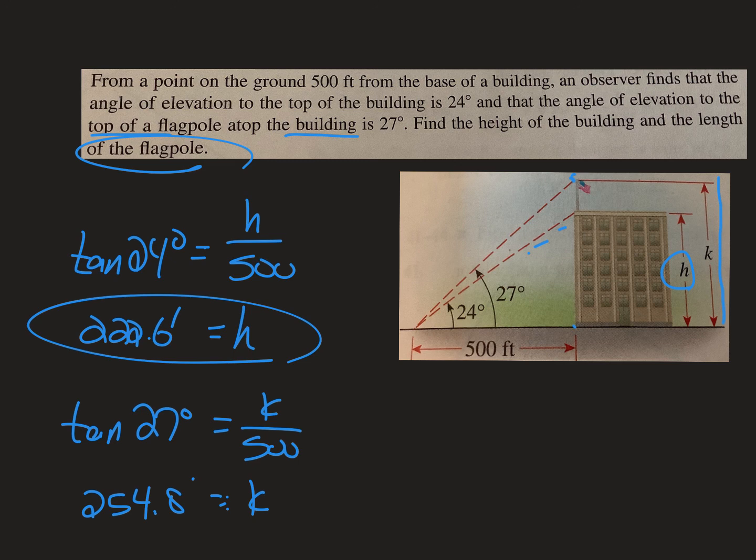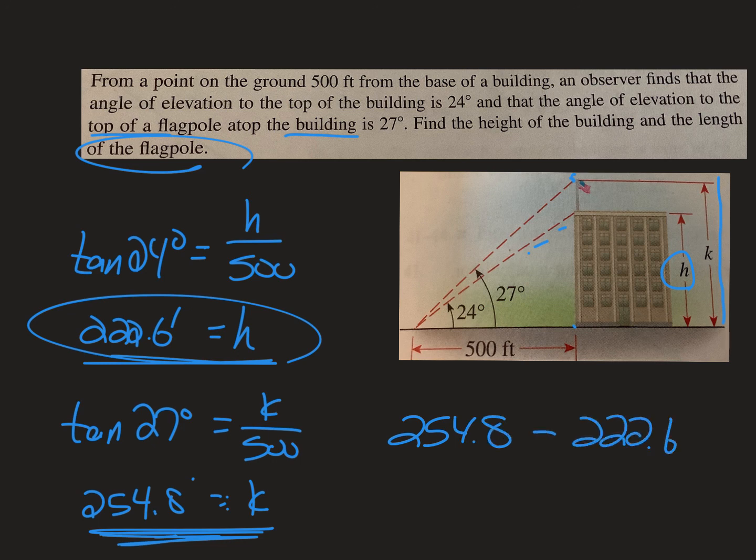So if this is the height to the top of the flagpole, and this is the height to the top of the building, all I'm going to do is subtract the height to the top of the building from the height to the top of the flagpole, and what that's going to leave me with is how tall the flagpole is. Hope that makes sense to you. Subtracting those, I'm getting 32.2 feet. So the length of the flagpole is 32.2 feet, which is pretty accurate.